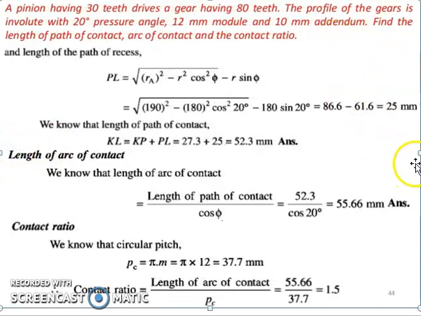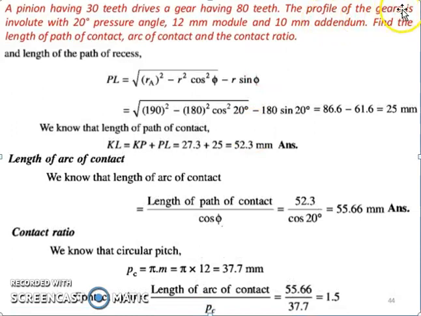Okay. Then the profile of the gear is involute with 20-degree pressure angle. That means phi is equal to 20 degrees. He gave 12 mm module and 10 mm addendum. He gave module and addendum also. Find the length of path of contact, arc of contact and contact ratio. What he asked is to calculate LPC, LAC and CR. Okay, so we write now one by one.